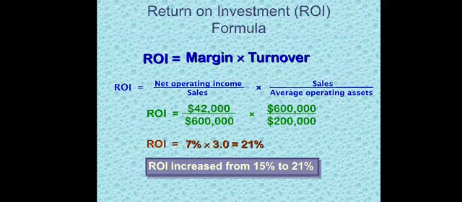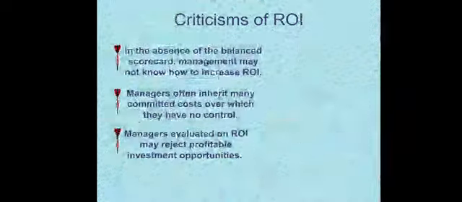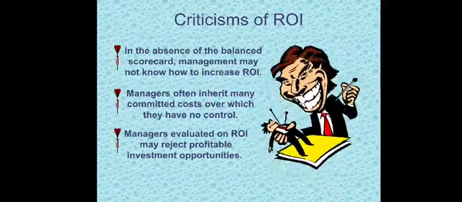There is an increase. So it shows that if you are a manager, or if there is a department or a center, if you want to increase the ROI, you can use the 3 ways mentioned in the previous slide. But there are several weaknesses of ROI. Let's see the first one. In the absence of balanced scorecard, management may not know how to increase ROI. You will learn about balanced scorecard later in this topic.